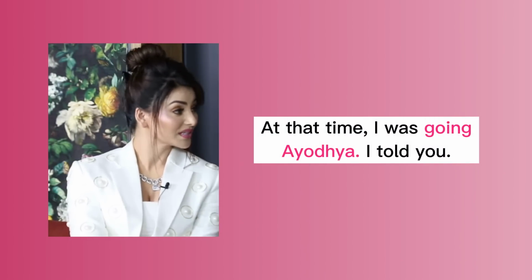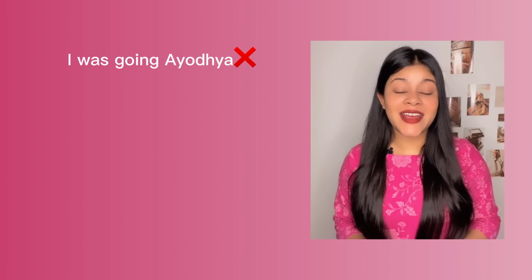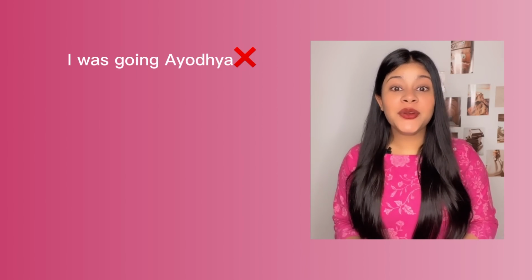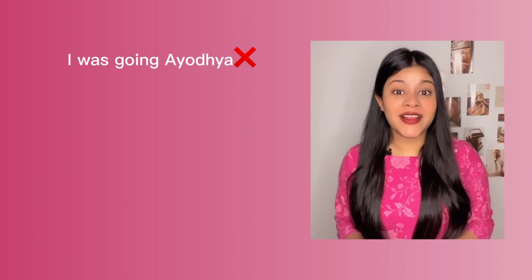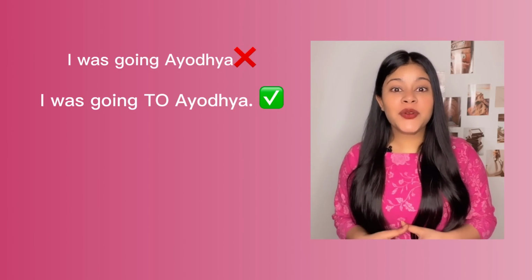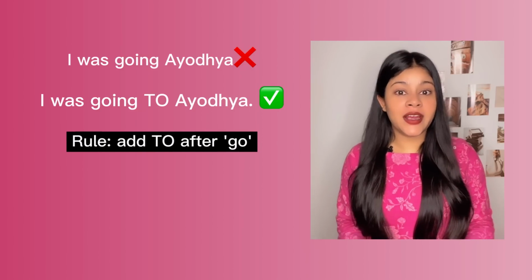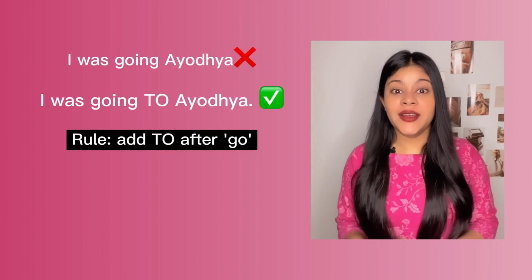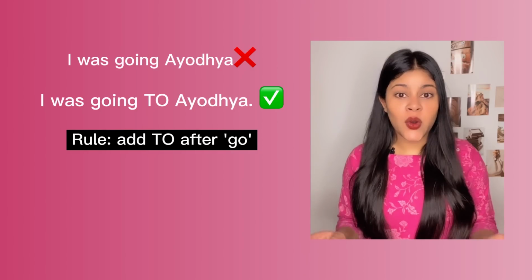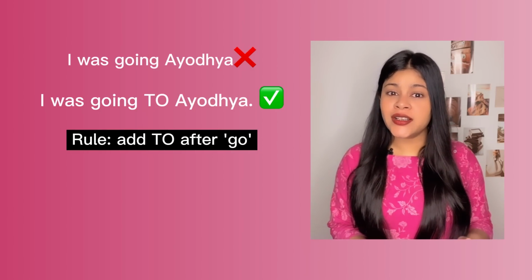So plan was not there because I was going Ayodhya, I told you. Right. In this sentence, there is a word missing. Now, I know 90% of you will be able to tell that that word is to. But what is the logic behind it? We are told that we have to use to with go. But there are also some exceptions. We do not use it with home, but we use it with school.